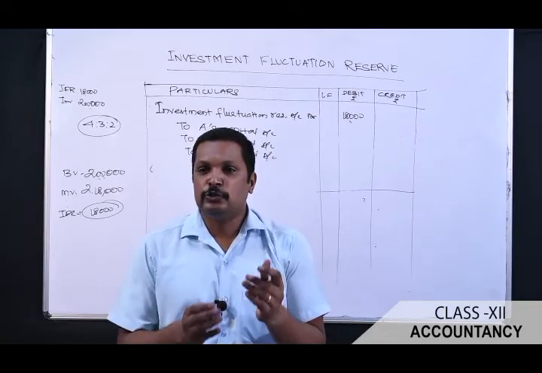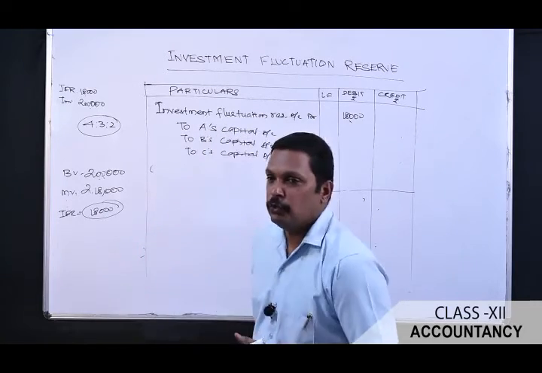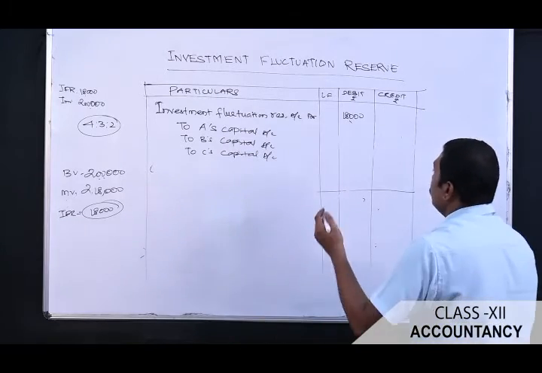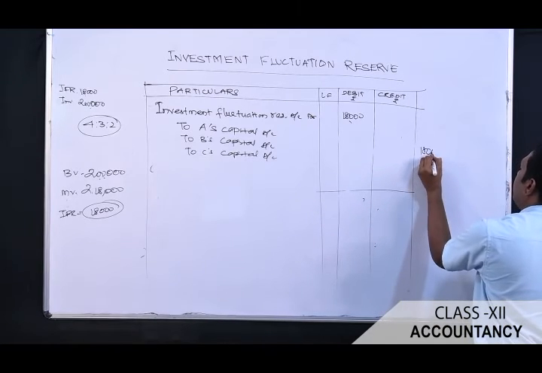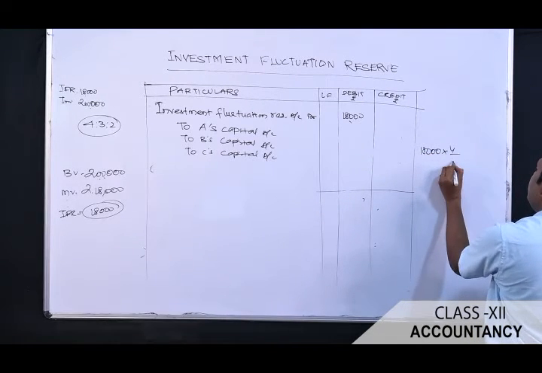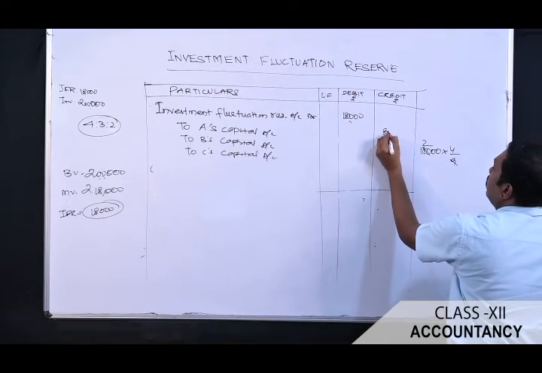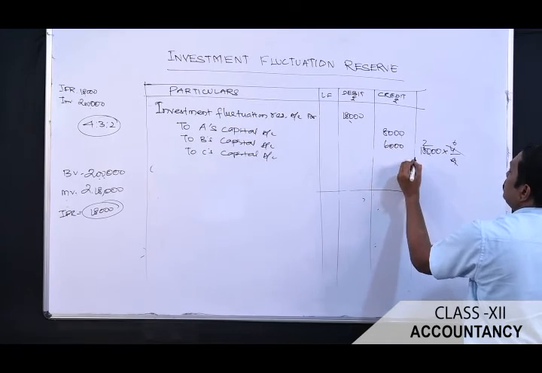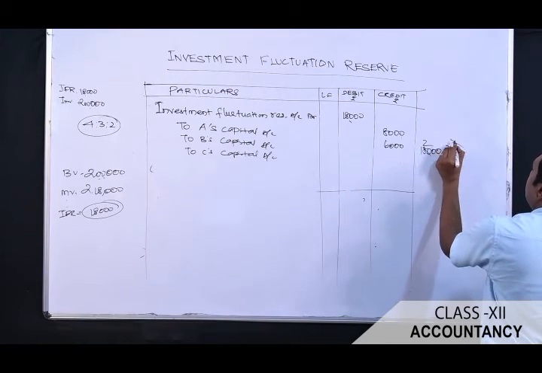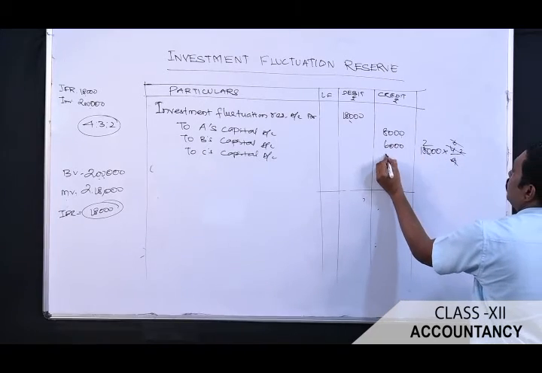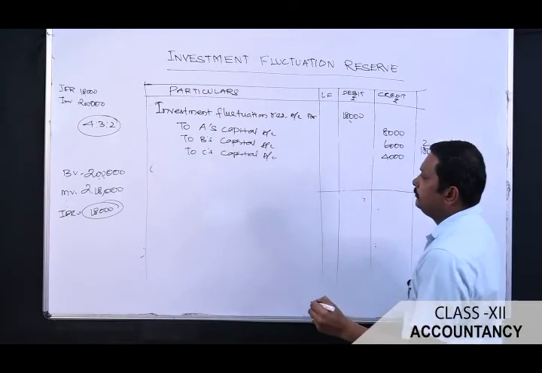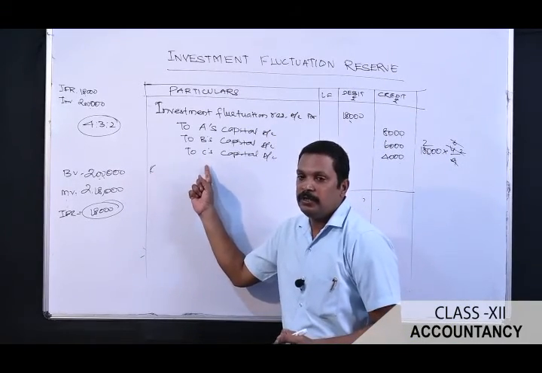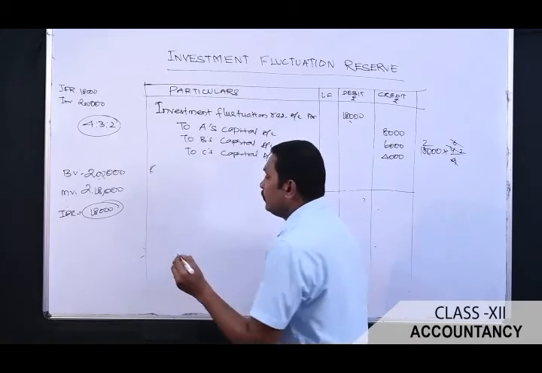Investment जो 18,000 रुपीज को आप बांट दीजिए कौन से रेशियो? 4:3:2 में बांटने से कितना होगा? 18,000 into 4/9, 8,000, 6,000, 4,000. Being investment fluctuation reserve transferred to partners' capital accounts in old ratio, right?